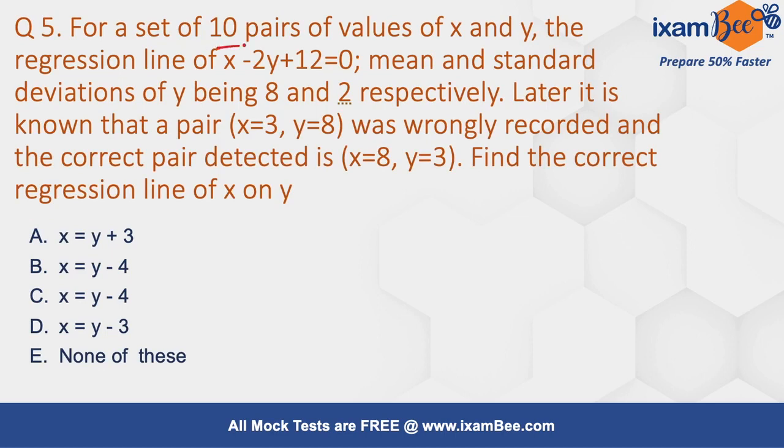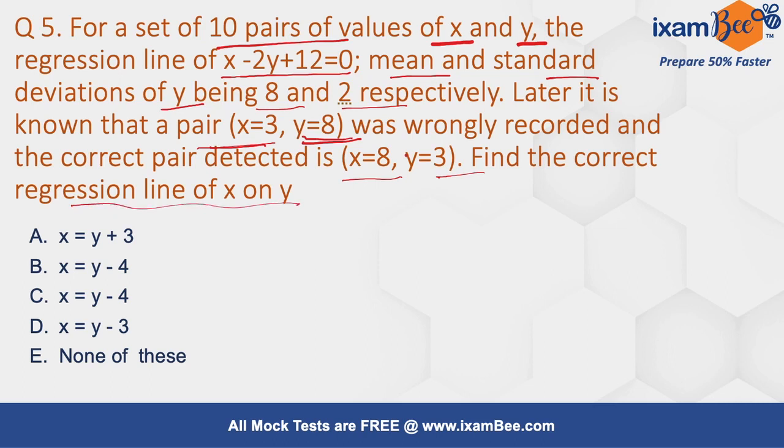Let's see the last question for this part. For a set of 10 pairs of values of x and y, the regression line is given to you, and the mean and standard deviation of y are given to you. Later it was found out that the values x and y were interchanged while recording. So now we have to find the correct regression line. This question is important for 4 marks.